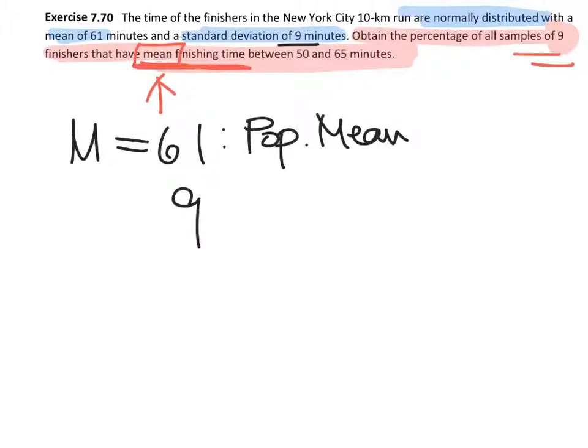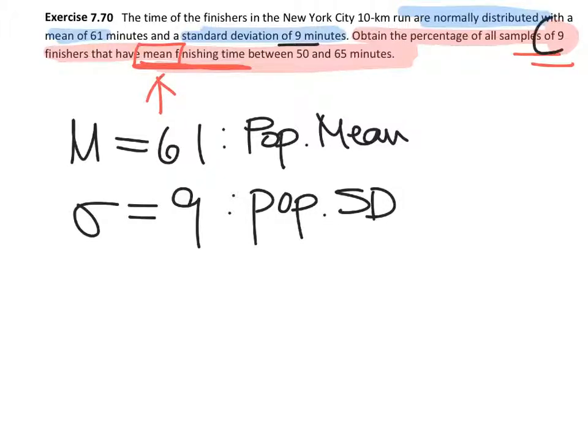Nine is just a sigma. Who was a sigma? Population standard deviation. Here's a 9 again. Who is this? N, which is the sample size.